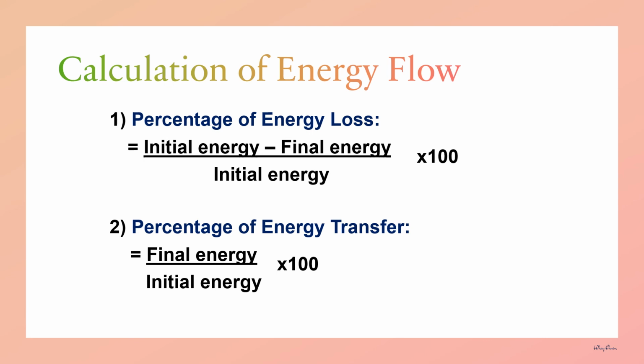There are two formulas related to the energy flow, which are how to calculate the percentage of energy loss in one food chain. So here is the formula. We have to identify the initial energy, that means the beginning energy, minus the final energy, divided by the initial energy, and never forget to multiply by 100. And another formula is the percentage of energy transfer. What is the percentage of energy passed to the next trophic level? It is formulated as the final energy divided by the initial energy, times 100 to become a percentage.